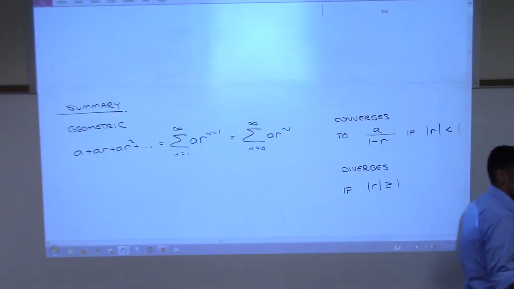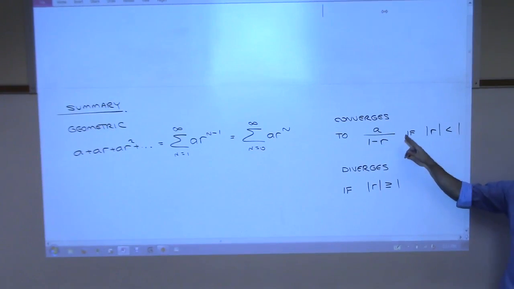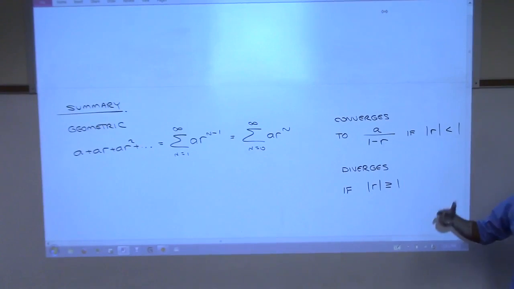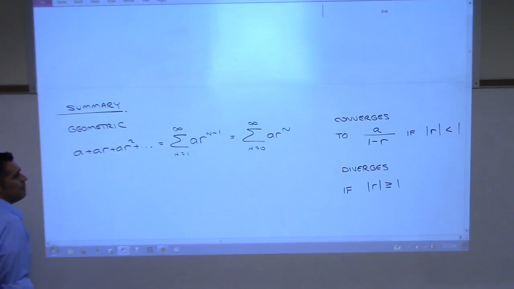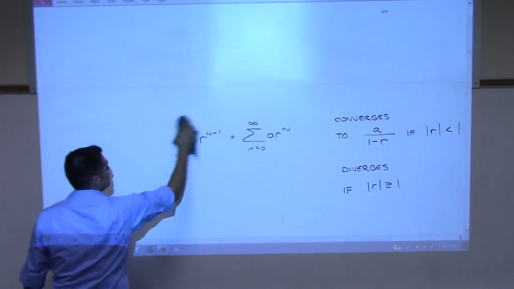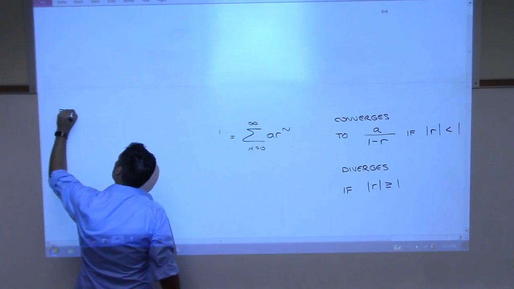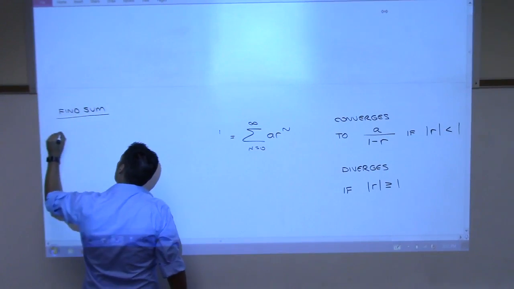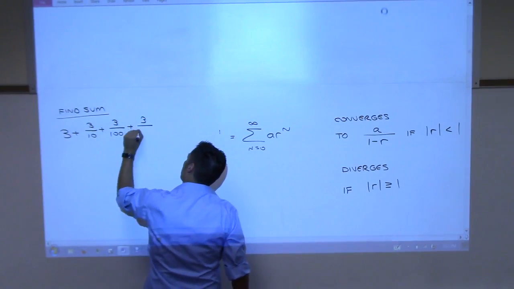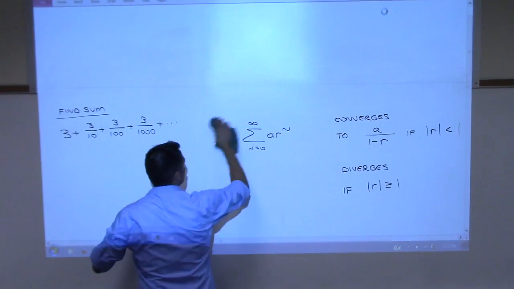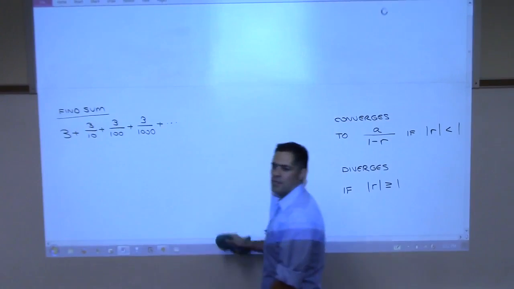The geometric series is one of the few series that we can actually find what it converges to. That's what I was telling you. On the test, if I say find the sum, it's because you actually have a formula for the sum. So let's do an example. Let's do the problem that I put up here as your first example of a geometric series. Let's find the sum. 3 plus 3/10 plus 3/100 plus 3/1000 plus ... forever. Let's find out what this adds up to be.